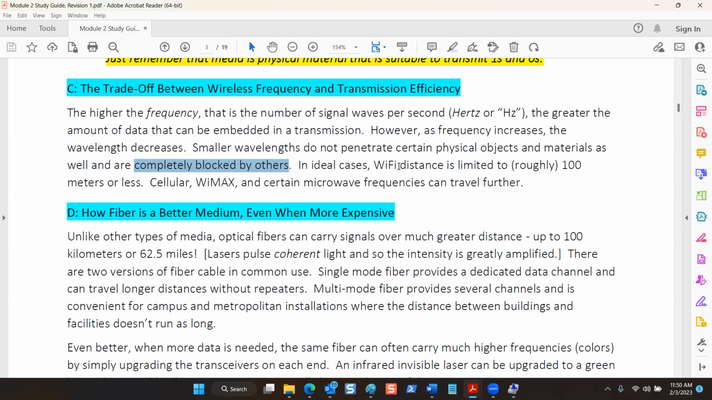Now, Wi-Fi distance for transmission in the open, in the air, for any of those frequencies tends to be about 300 feet or less. Think the length of a football field or soccer field or less in ideal circumstances. When there's other materials in between, it can be less. Cellular, WiMAX, and certain microwave frequencies can travel further than 5 gigahertz, okay?